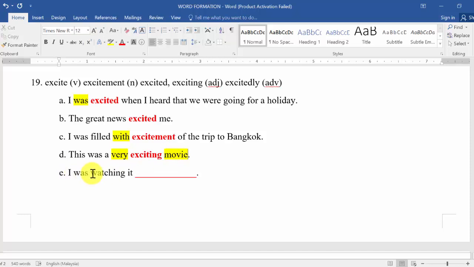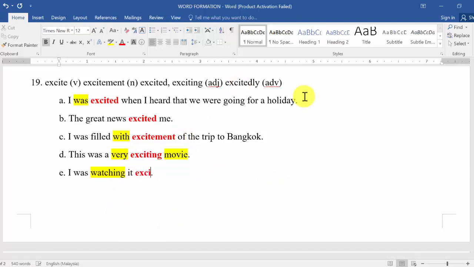Next one. I was watching it what? This blank here is describing the word watching, the verb watching. So when you need to use a word to describe a verb, an action, your answer should be an adverb. So your answer, excitedly.